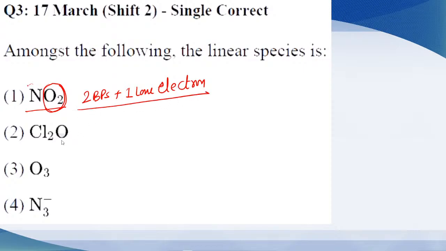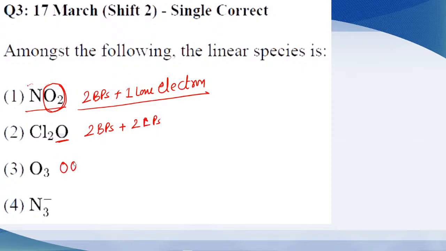In Cl2O, oxygen is central atom. So 2 bond pairs, because 2 chlorines are attached to oxygen. So total valence electrons of oxygen are 6. Out of 6, 2 are used. So 2 bond pairs, 2 lone pairs.